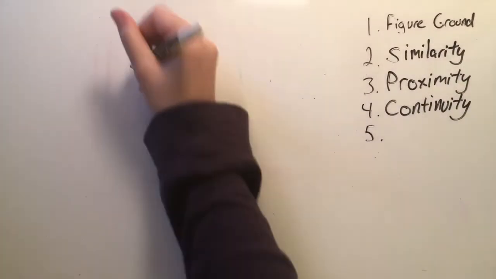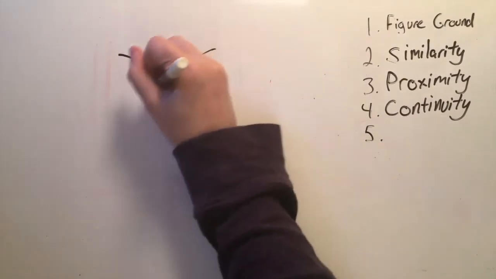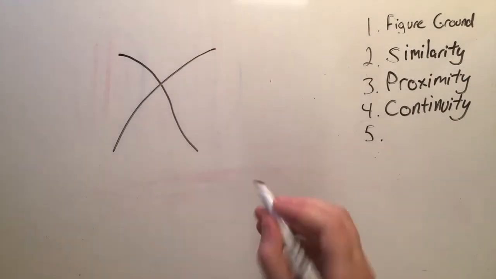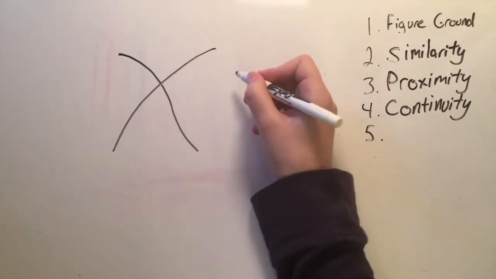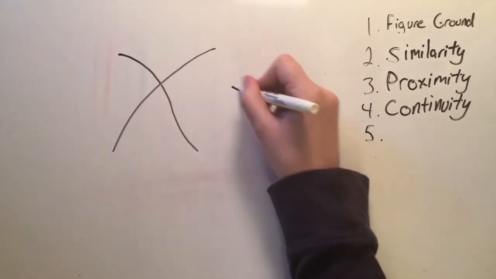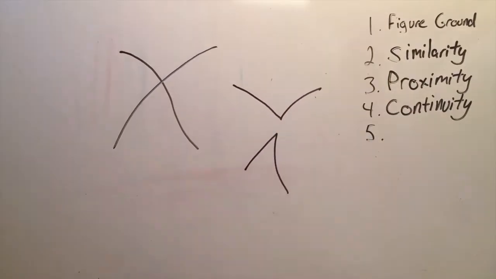The principle of continuity states that the human brain likes to perceive things as wholes instead of parts. So if there are 2 intersections like this, it will perceive this as one line and this as another as opposed to this and this.